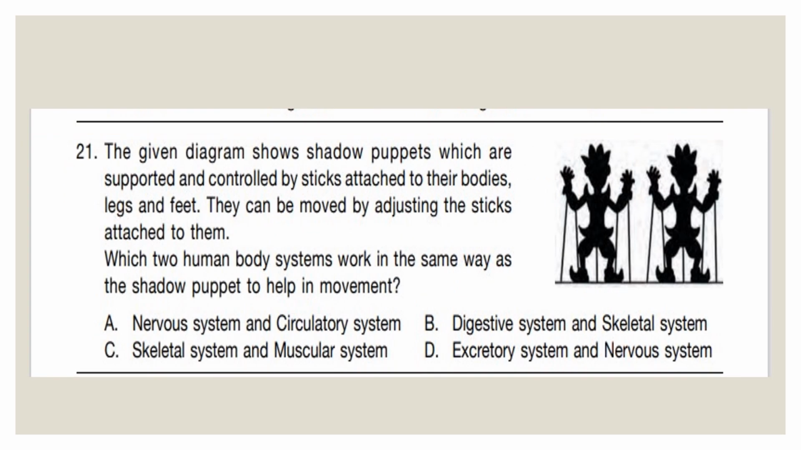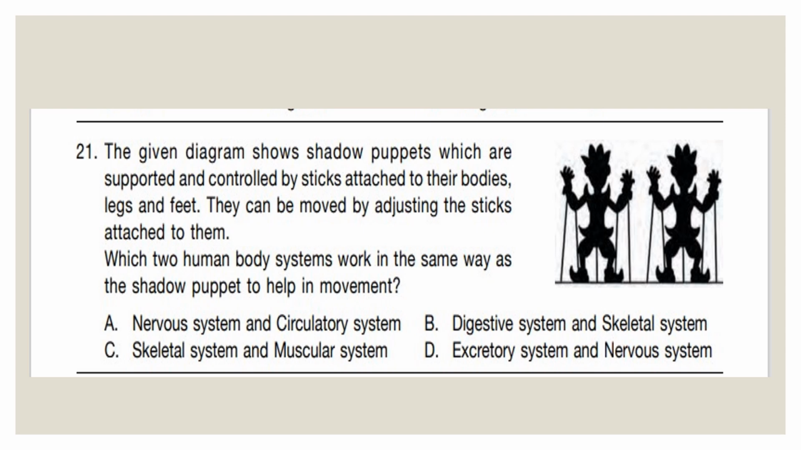Question number 21. The given diagram shows shadow puppets which are supported and controlled by sticks attached to their bodies, legs and feet. They can be moved by adjusting the sticks attached to them. Which two human body systems work in the same way as the shadow puppet to help in movement?